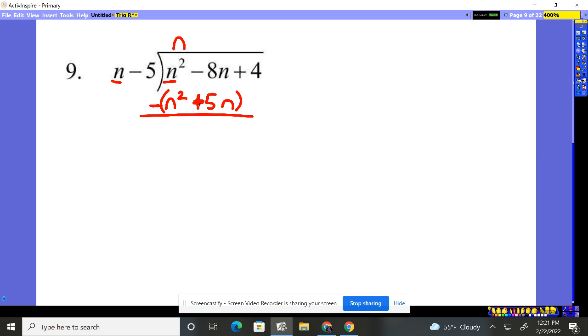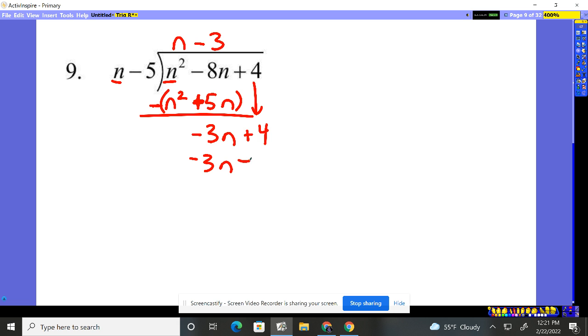So those will go away. N squared minus n squared goes away. Negative 8n plus 5n is negative 3n. I now start the problem over after I bring my plus 4 down. And I start it over and say, okay, n goes into the negative 3n how many times? Negative 3. Negative 3 times n, negative 3n.